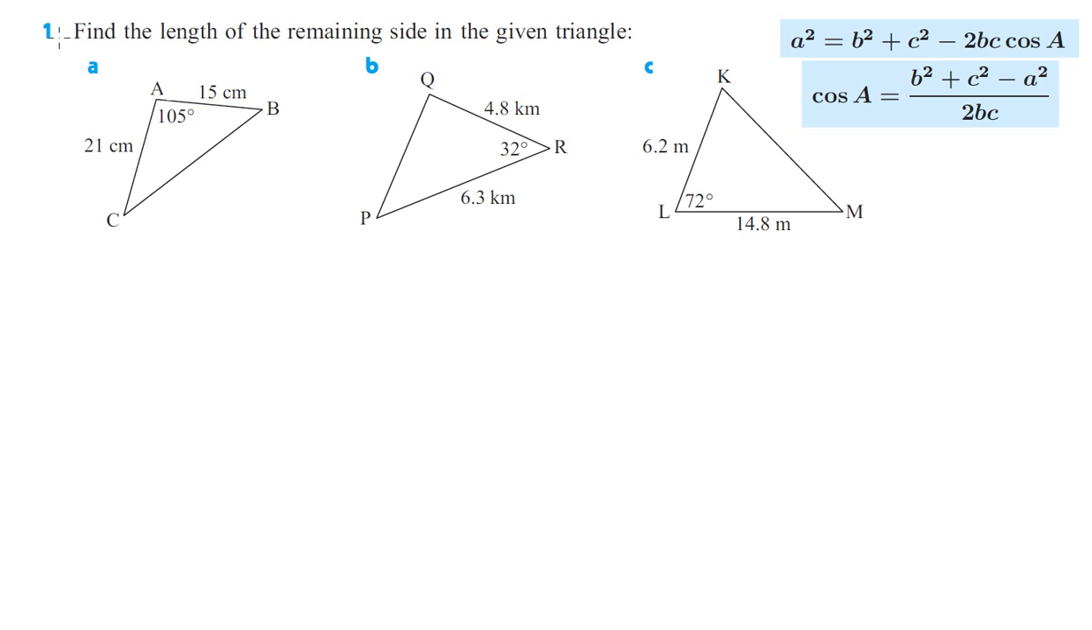All right, so we'll start with number 1 here. Find the length of the remaining side in the given triangle. So you've got the two sides, and the angle in between means you want to use the law of cosine.